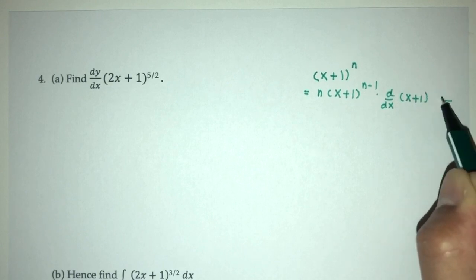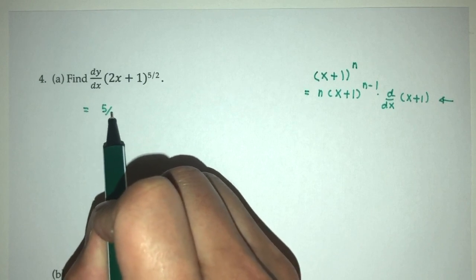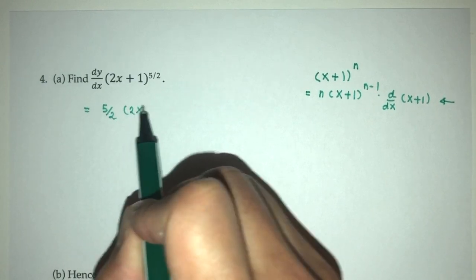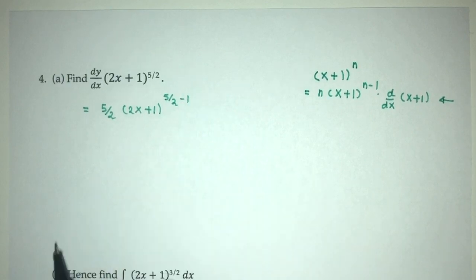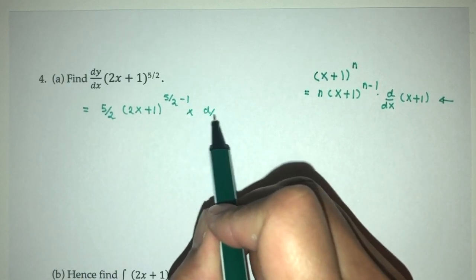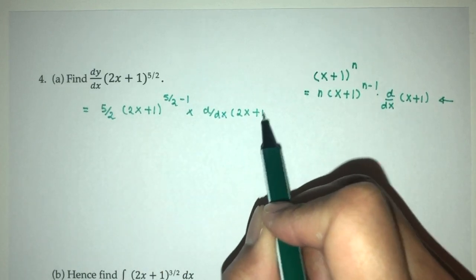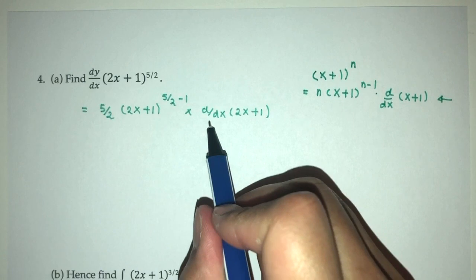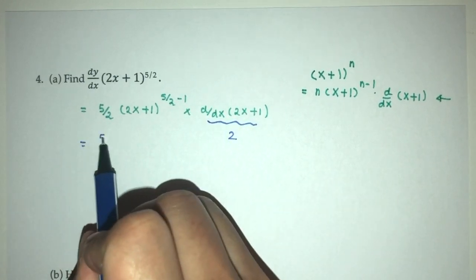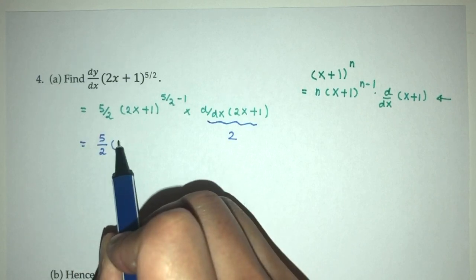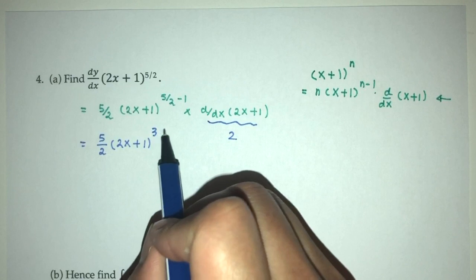So the same logic applies here as well. First thing first, multiply by the power, which is 5 over 2. That will be (2x plus 1). Then for 5 over 2, we have to minus 1 to that power. And multiply by d by dx of the inside value, which is 2x plus 1. So simplify. This becomes 2, and this becomes 5 over 2, and that will become (2x plus 1) to the power 3 over 2.